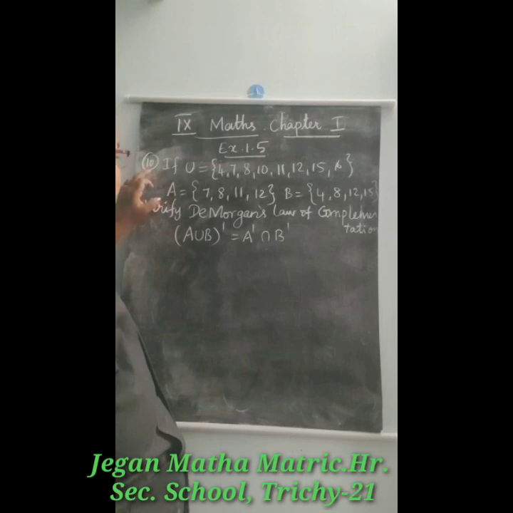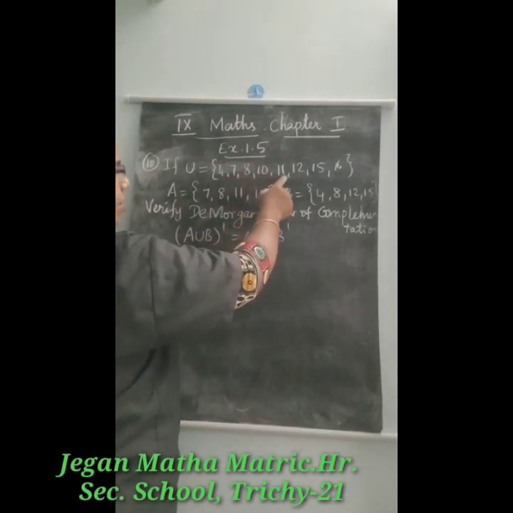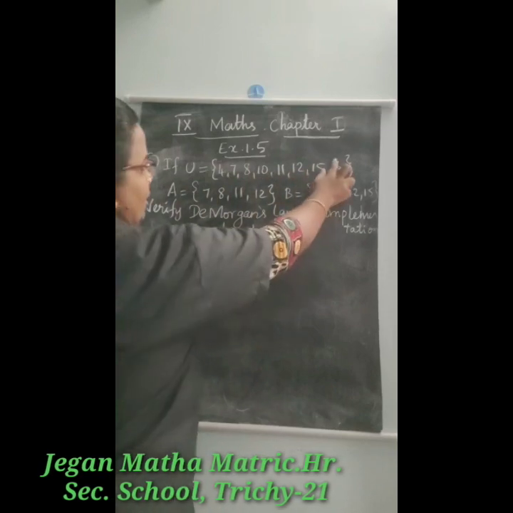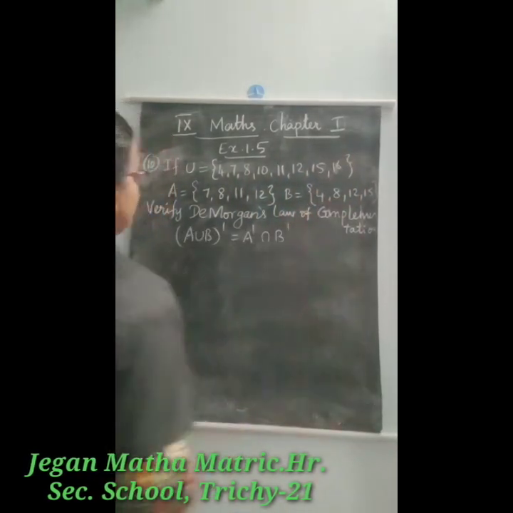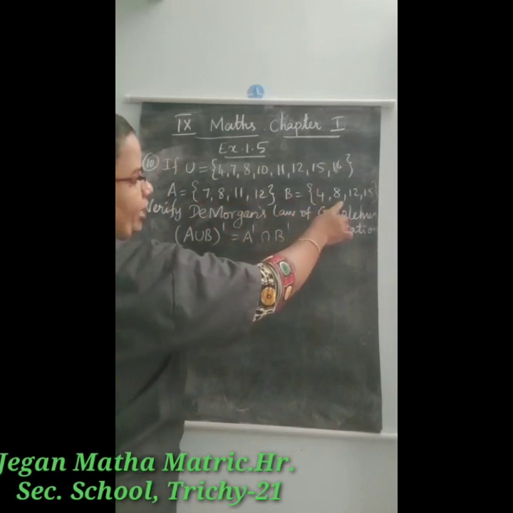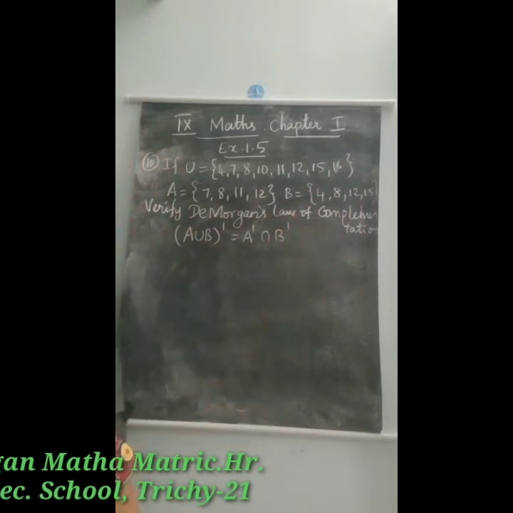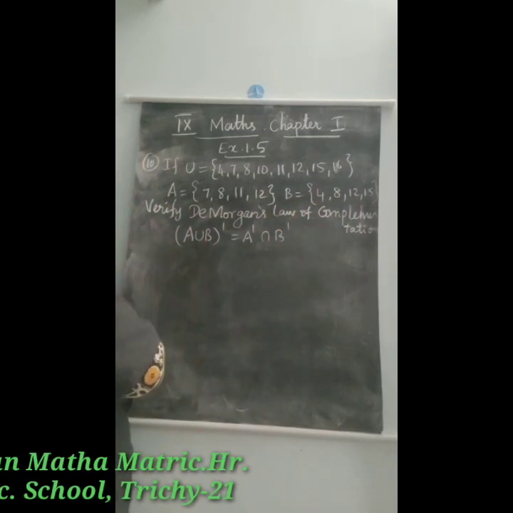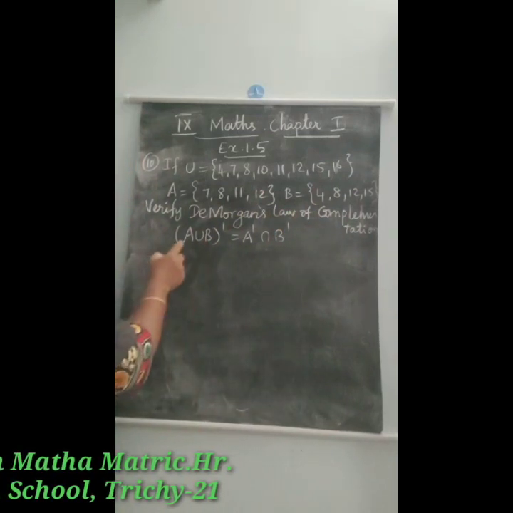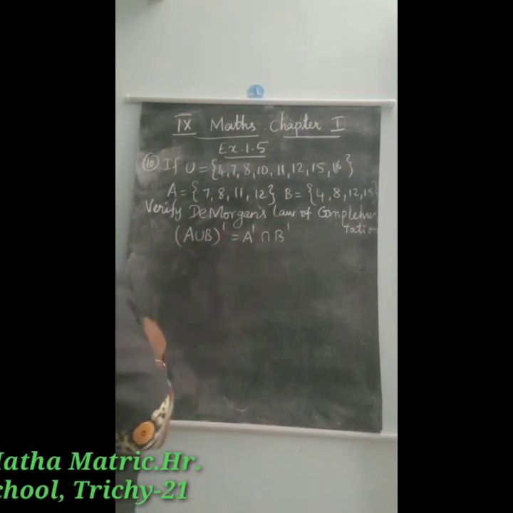Let us see the 10th sum. If U is equal to 4, 7, 8, 10, 11, 12, 15, 16 and A is equal to 7, 8, 11, 12. B is equal to 4, 8, 12, 15. Verify De Morgan's law of complementation. What is De Morgan's law of complementation? A union B, the whole dash, is equal to A dash intersection B dash.